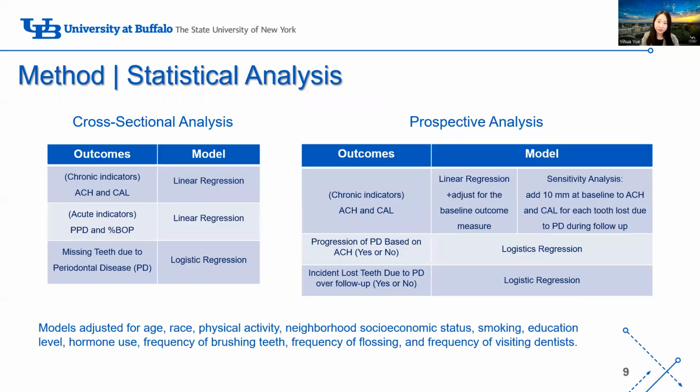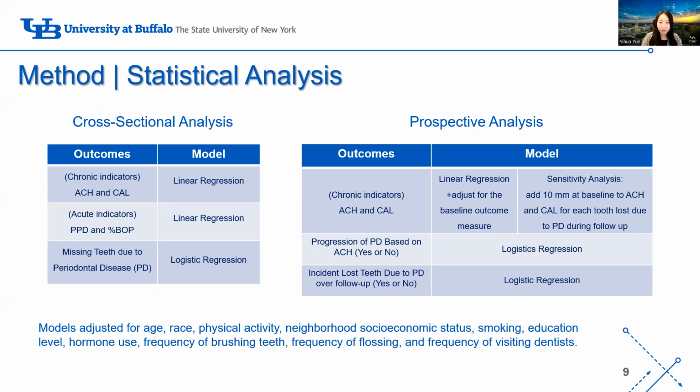In the baseline cross-sectional analysis, we used linear regression models for continuous measures, including chronic indicators and acute indicators. And we also conducted logistic regression models for prevalent missing teeth due to periodontal disease. In the prospective analysis, we conducted linear regression models for chronic measures, and in the models, we adjusted for the baseline outcome measures to estimate the progression.